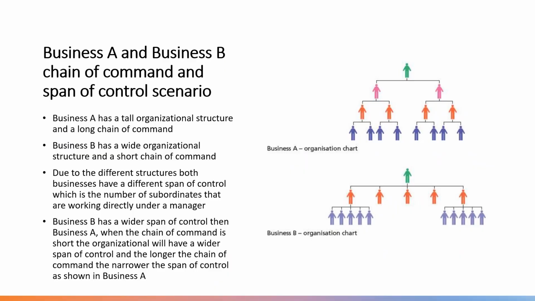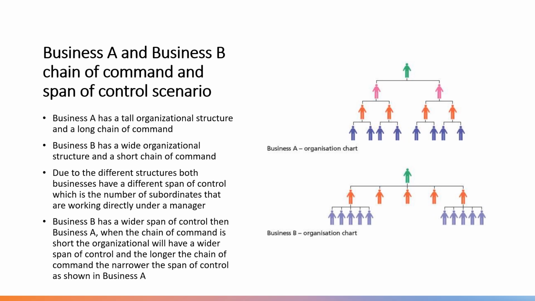Now let's have a look at the Business A and Business B chain of command and span of control scenario. Have a look at both Business A and Business B's organizational charts. Business A has a tall organizational structure and a long chain of command. Business B has a wider organizational structure and a short chain of command.